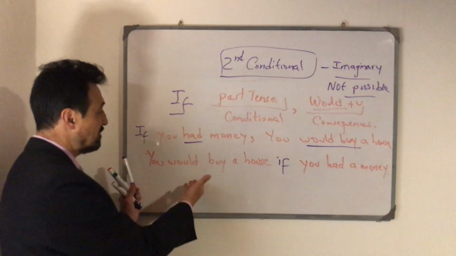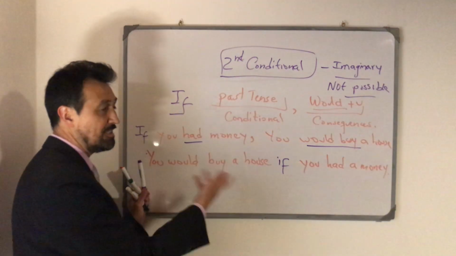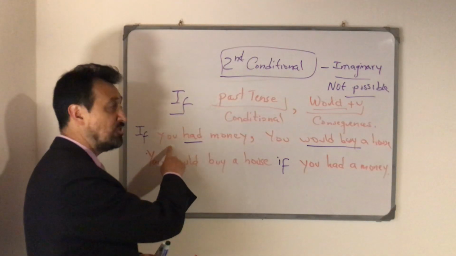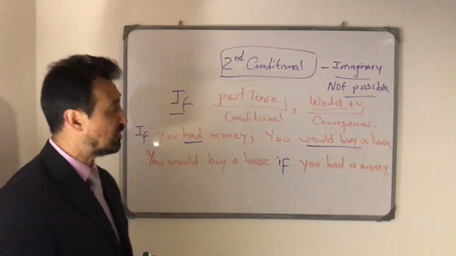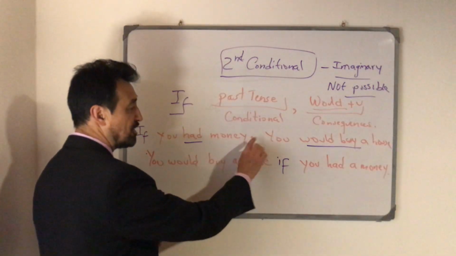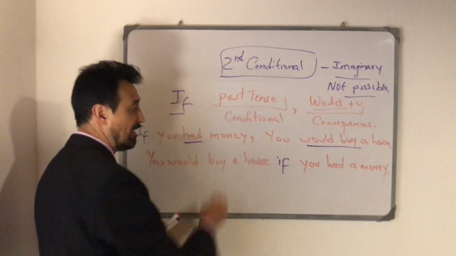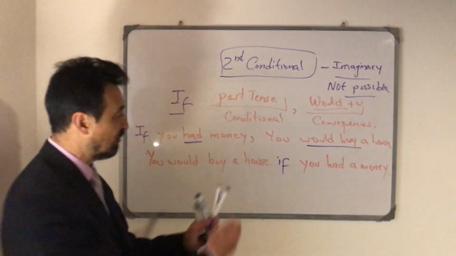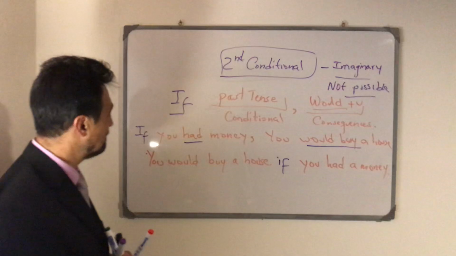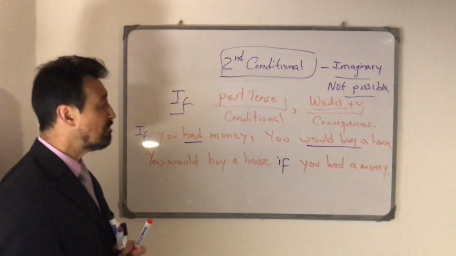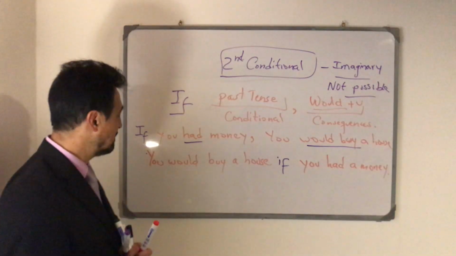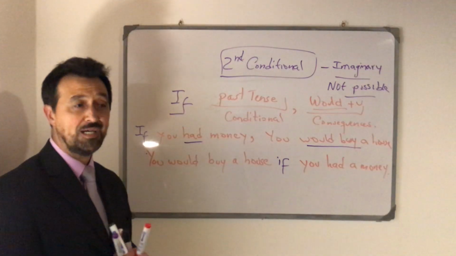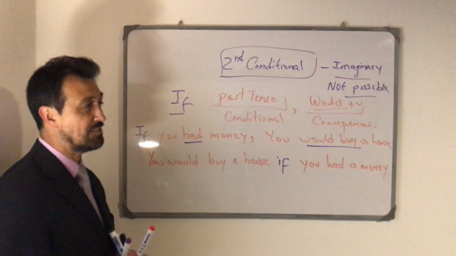The difference is that you start with the consequences and after that give the condition. And the first time you give the condition and after that put the consequences. The difference is that the first time you join by the comma, and the second time you connect with if. But after if, the conditional form. So you say, if you had money, you would buy a house. You would buy a house if you had money. This is the structure that you have to work on.